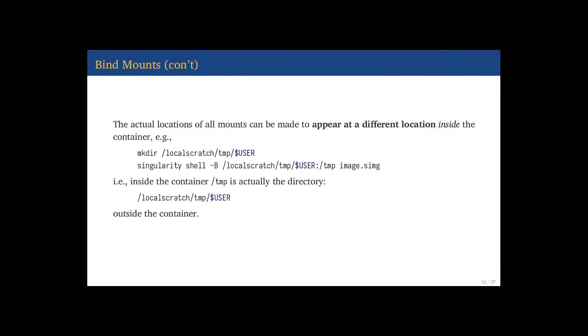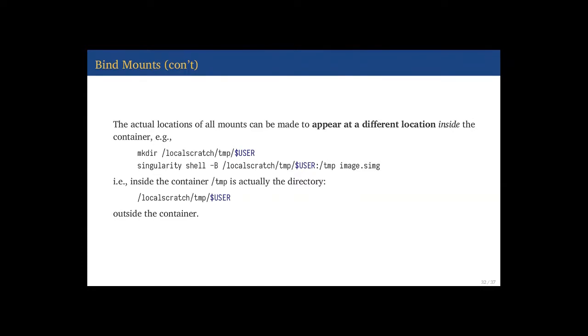Okay. Now another nice trick that you can do with bind mount is, well, take the example I have here. I have make directory /localscratch/temp/$USER. My username is Preney, P-R-E-N-E-Y, and $USER is set to that when I log into the system. So that'll make /localscratch/temp/Preney, my own directory in local scratch.